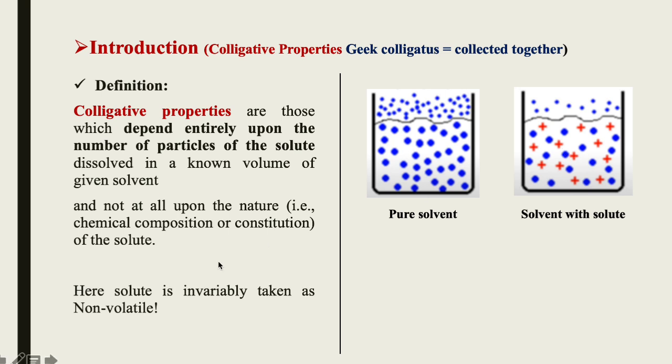Here the solute is invariably taken as non-volatile. So solute particles are not shown on top of the solvent barrier, which indicates that it is a non-volatile compound. So we always invariably take a non-volatile solute.